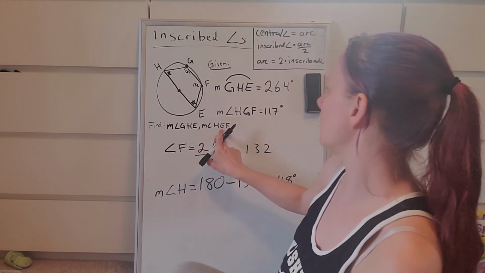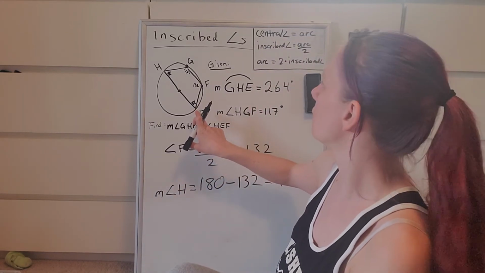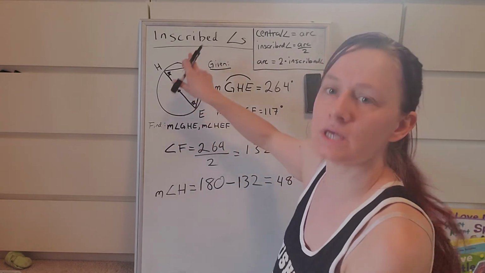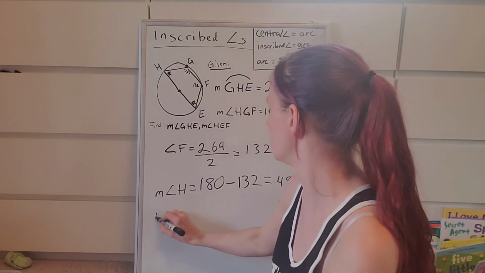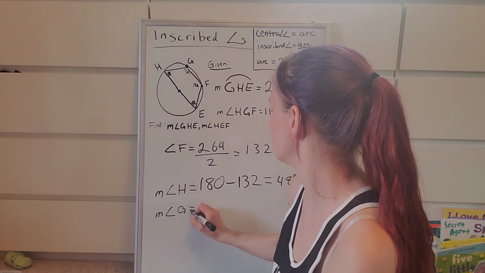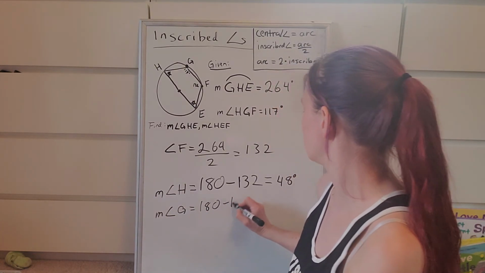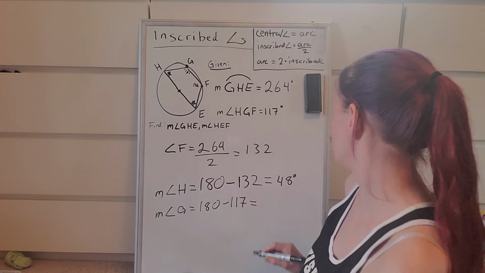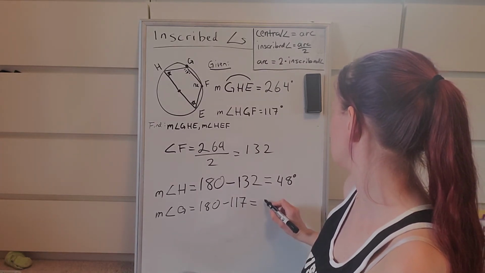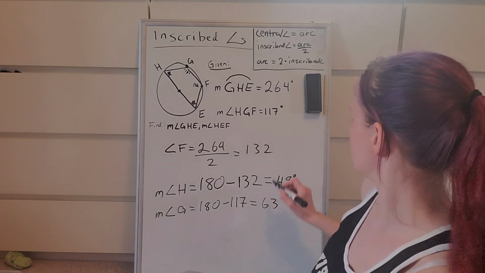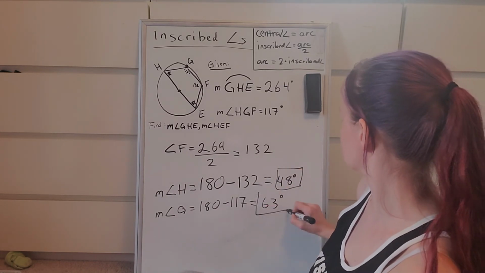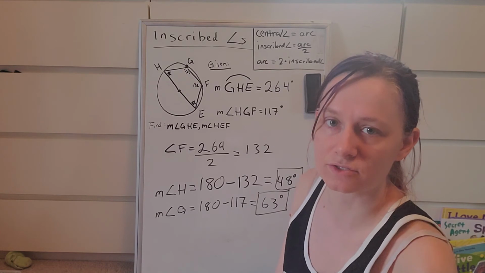And then to find angle E, that's going to be the opposite of G, so it's going to be 180 minus 117, which is 63 degrees. So those are the two answers.